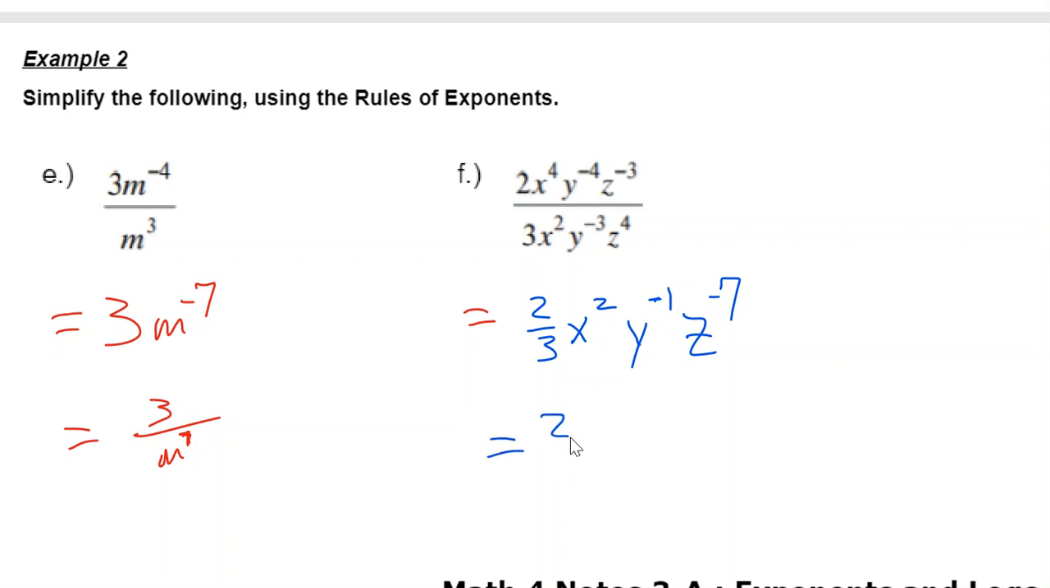So now I'm going to have a 2 on top. I'm going to have an x squared on top. I'm going to have a 3 on the bottom, along with a y to the +1 on the bottom, and z to the 7 on the bottom. And that's about what my answer should look like.